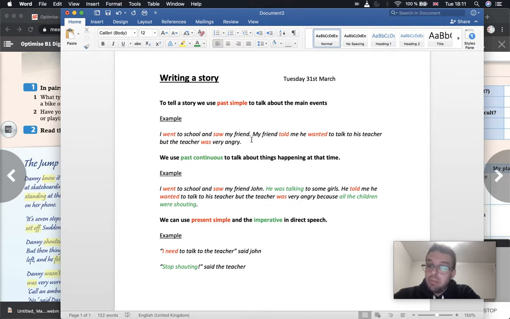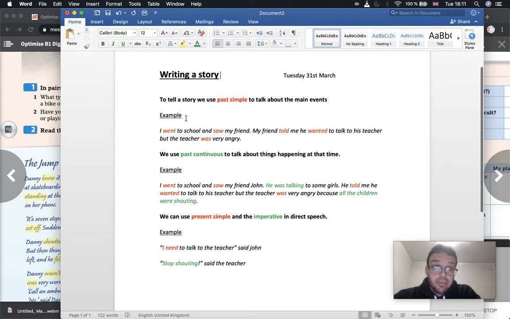But it's very straightforward. There's no details or anything. It's just the main points of the story. So you can copy this down in your book.